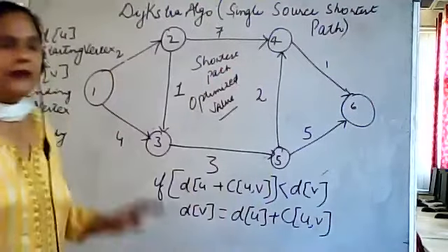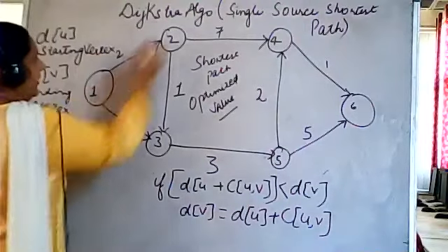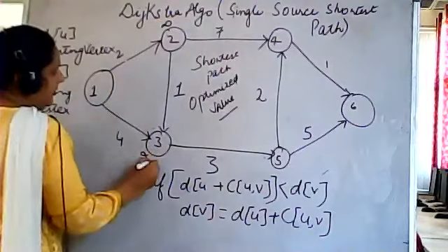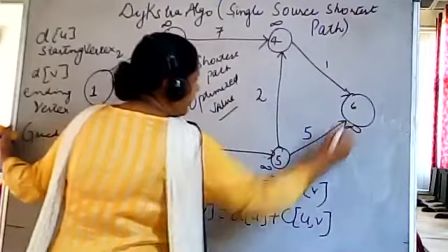So initially सबसे पहला step आपने क्या करना है? You have to calculate the value from 1, put infinity on all the rest of the vertices. Fine.